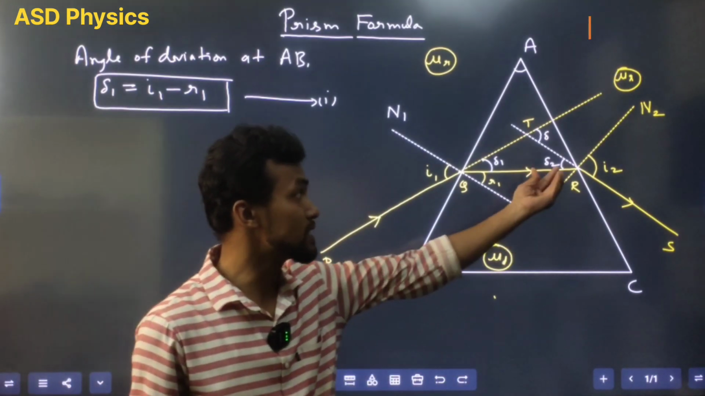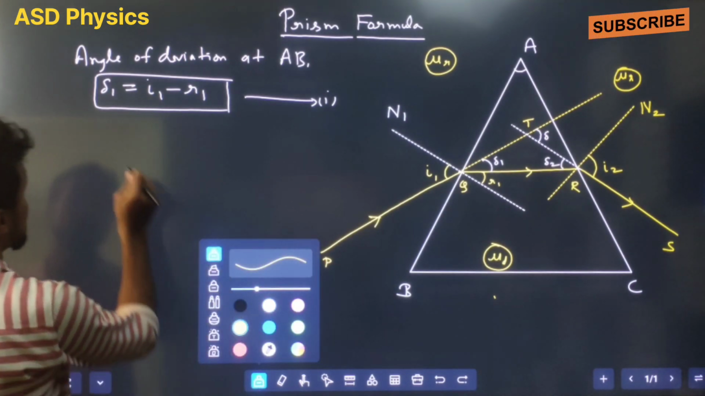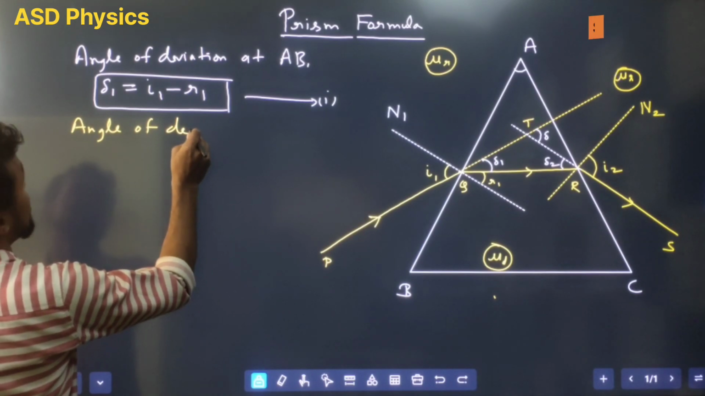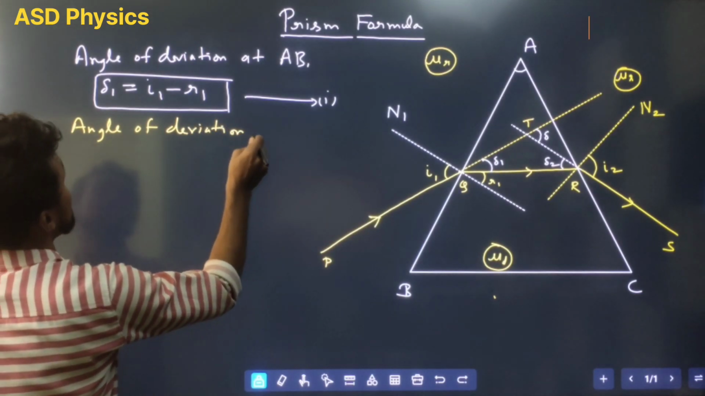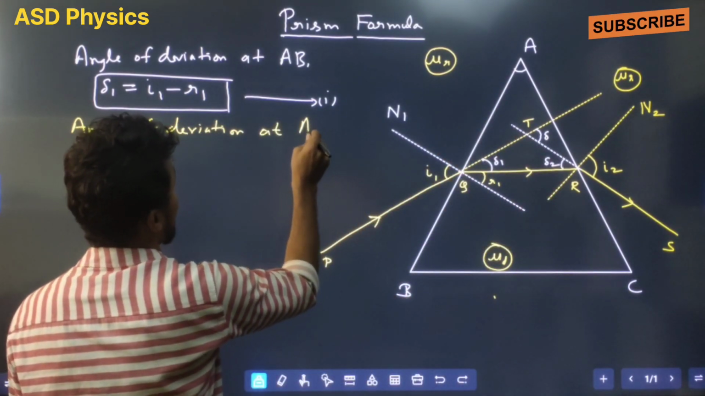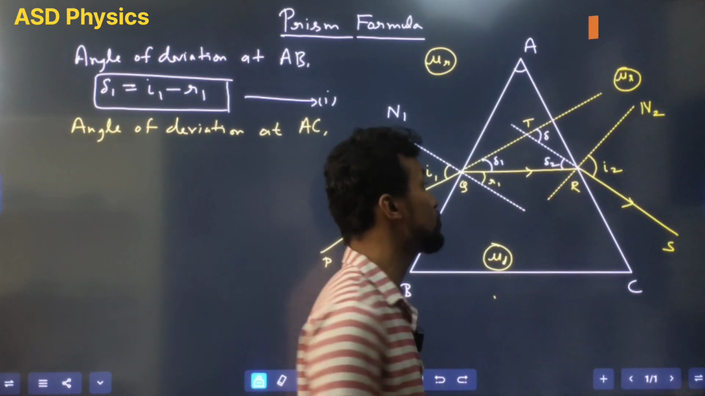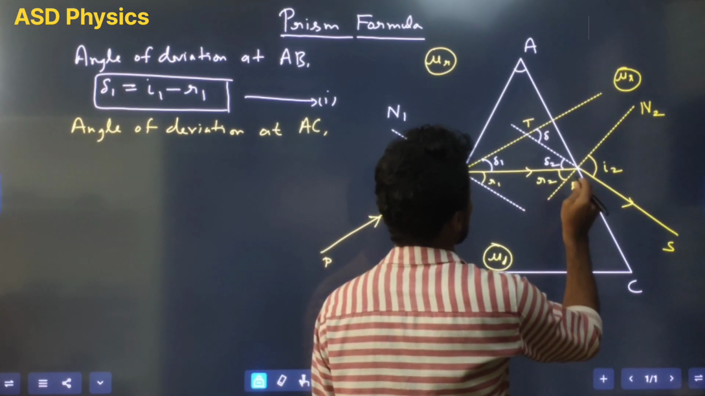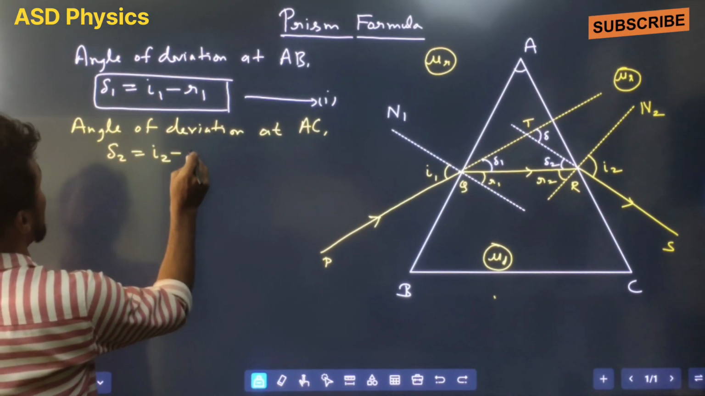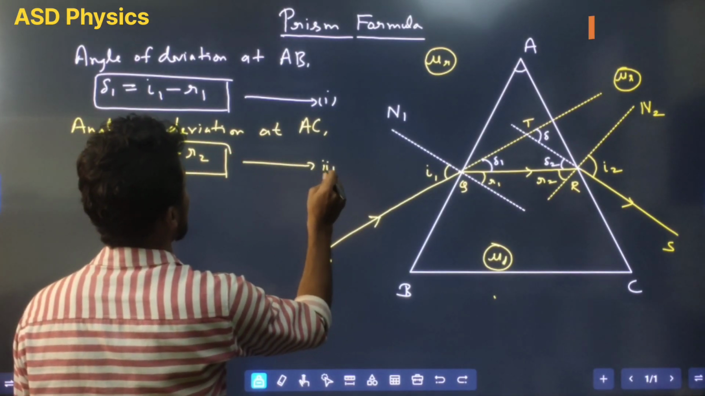After that, what am I going to do? The angle of deviation at reflecting surface AC. Again, let me change the color here, please. Now, angle of deviation at which surface? At this one, surface AC. Reflecting surface AC here. So again, what will delta 2 be? Delta 2 is given by I2 minus this angle. This angle is R2. So I can write that delta 2 is equal to I2 minus R2. Okay, this is also one equation we have got. Let me write here equation 2.